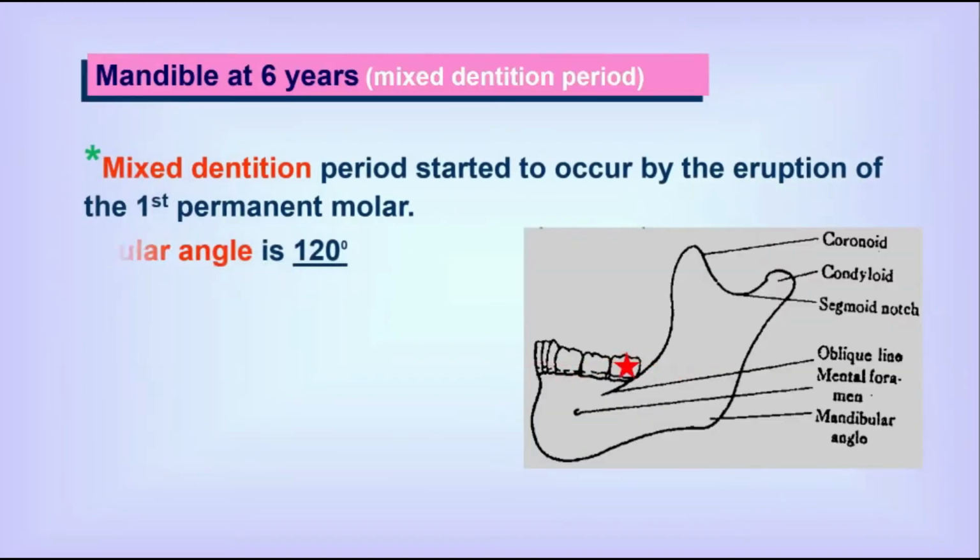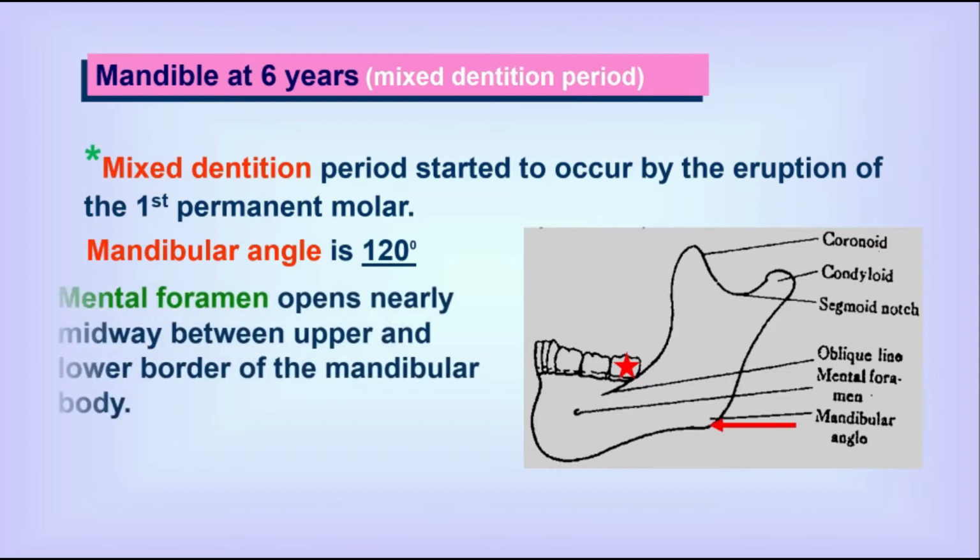At the age of 6 years, it is the mixed dentition period. We have A, B, C, D, E. Additionally, we have the first permanent molar at this time. So we will see the situation at this time. The mixed dentition period starts with the eruption of the first mandibular permanent molar at the age of 6 years. The mandibular angle is about 120 degrees.